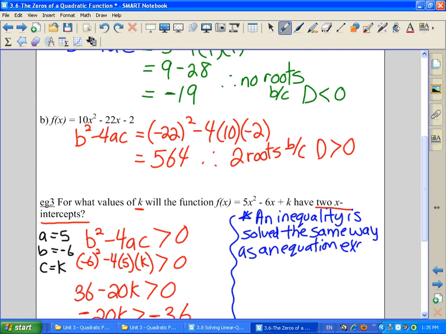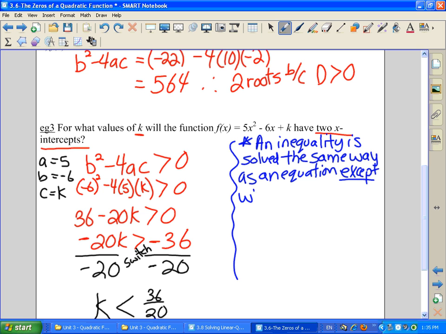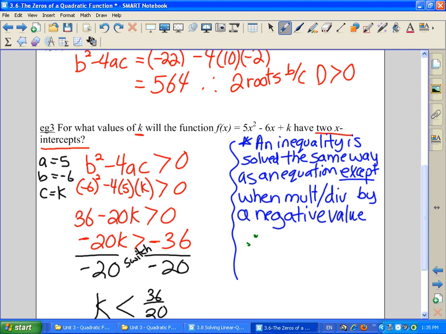Except when multiplying or dividing by a negative value. Just like this example here. Okay, so what we need to do is therefore we flip or switch the inequality.